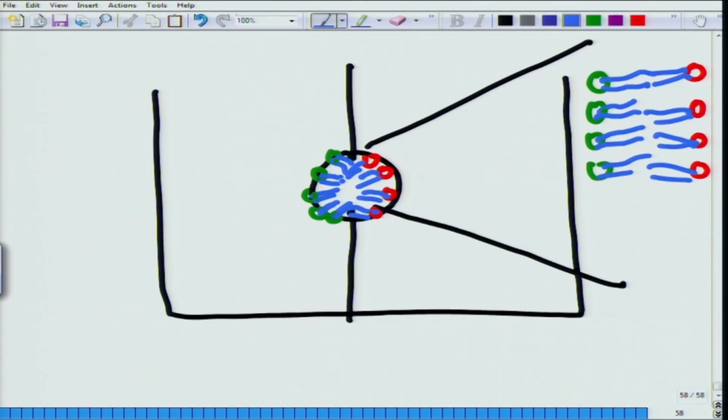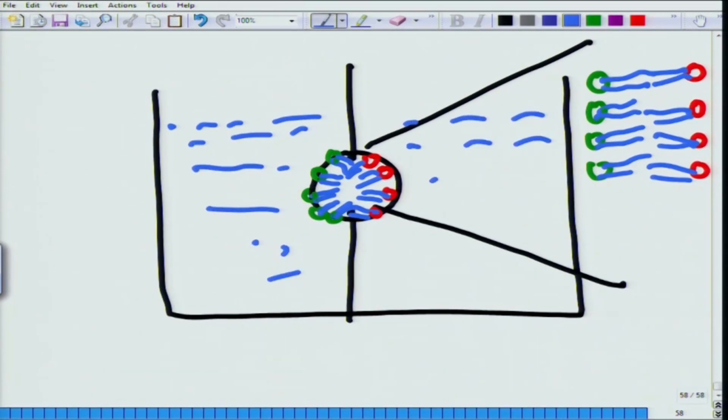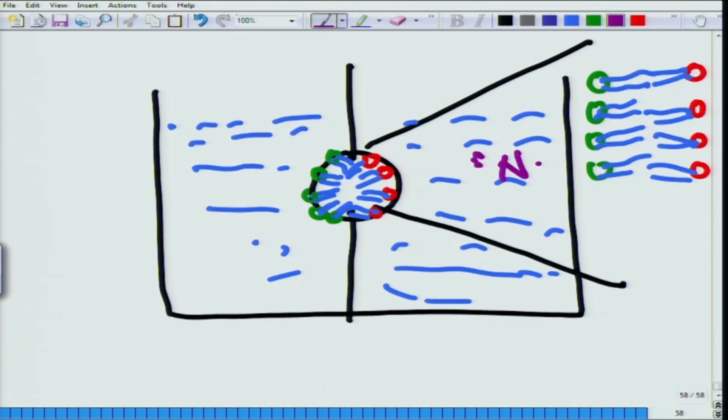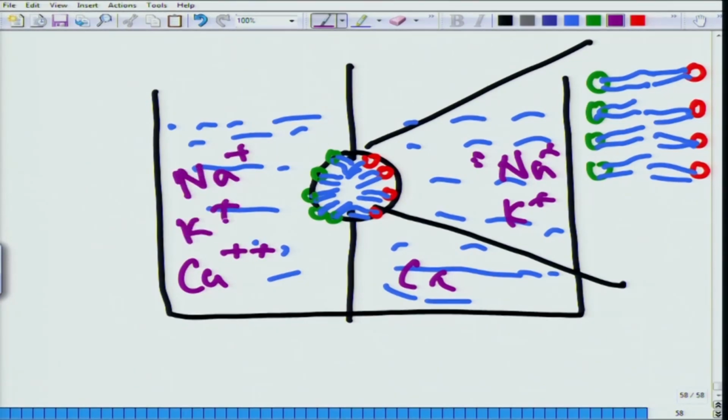Now, what you do is you fill this side with water and you fill the other side with water, and you add different kinds of solutes into this. For example, you add sodium, potassium, calcium, and you do the same thing at different concentrations, calcium plus sodium plus potassium at different concentrations. You can have sodium and potassium higher on one side and potassium lower on the other side, or sodium higher on one side and potassium on the other side.